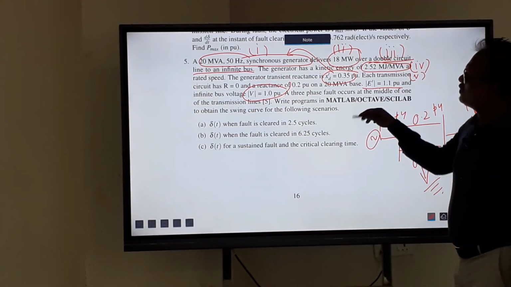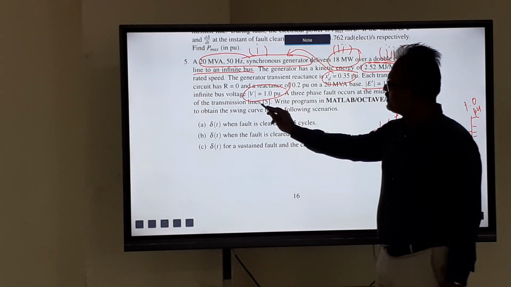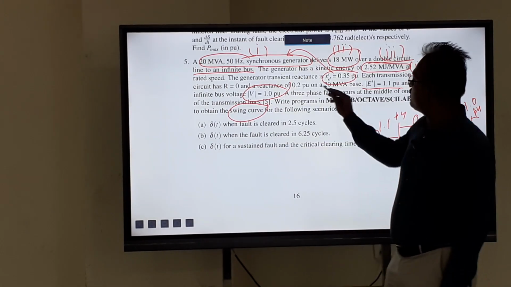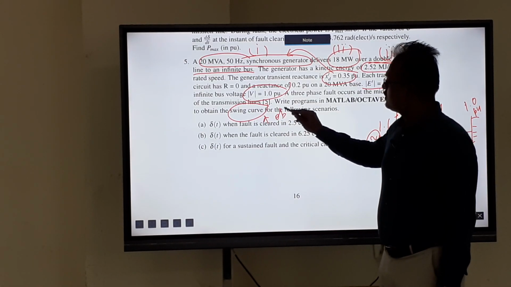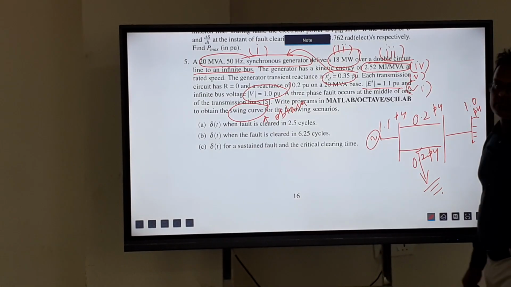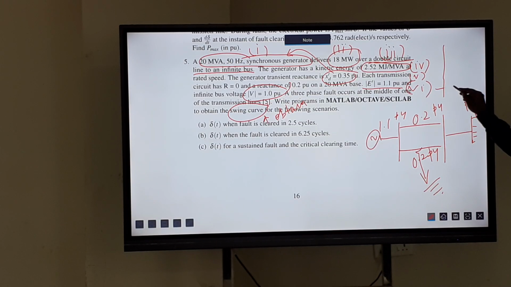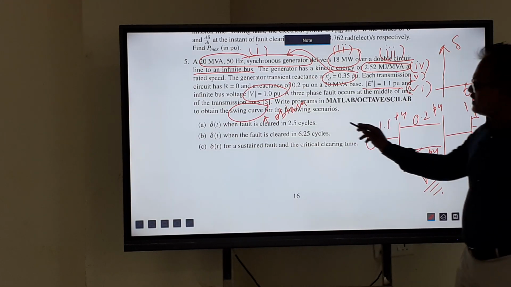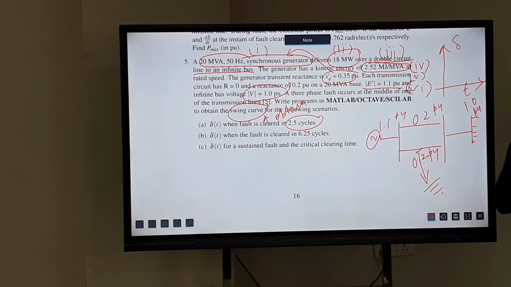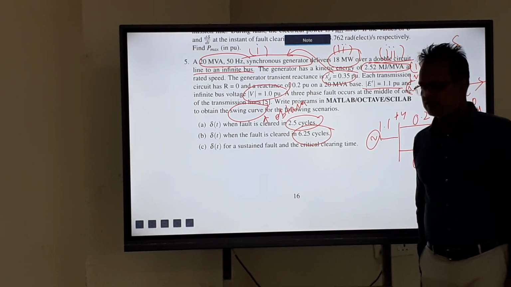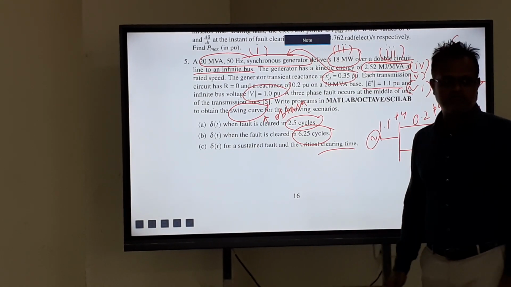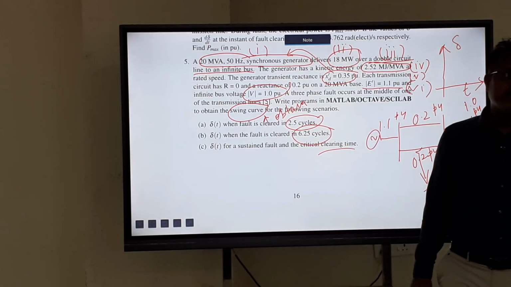Now it says write a program to obtain the swing curve. So point number 6 is these voltages, and you need to obtain this swing curve. Swing curve means what? At least remember, this swing curve is delta versus t. Right? That is the swing curve. Under 3 conditions. One is the fault is cleared, cleared means the line section is disconnected, in 2.5 cycles. It is cleared after some time, 6.25 cycles. And finally it is not cleared at all. So what happens to the delta-t curve?